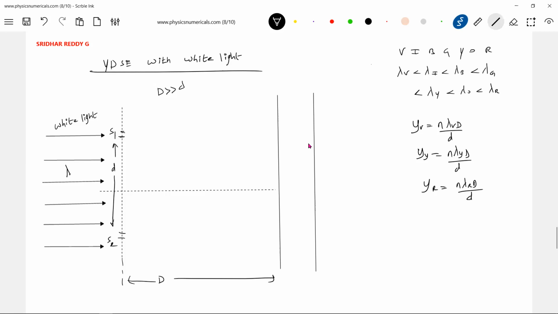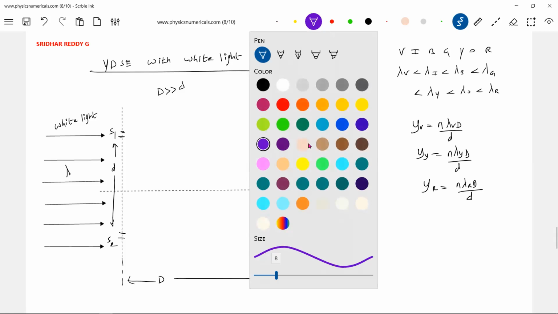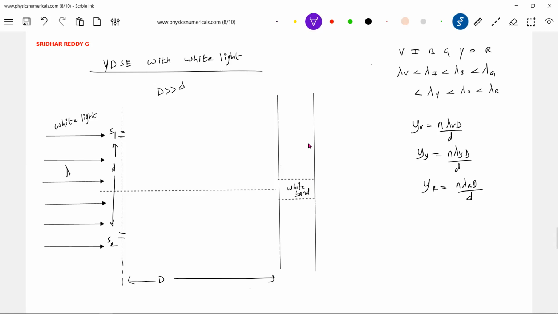So at the center, we'll get a minima, like the central maxima. It should be a white light. A white band will be noticed here. Then afterwards we'll start with a violet, then yellow, then we'll get the red.